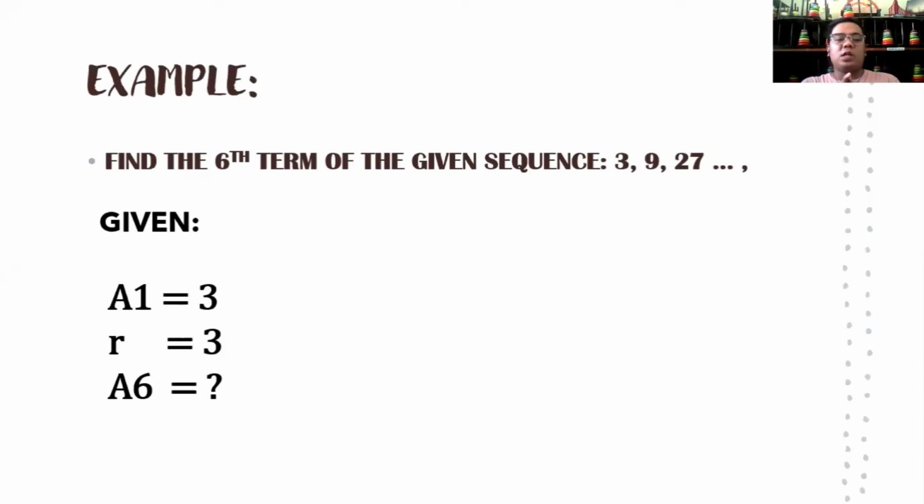Remember that to get the common ratio, you have to divide the second term by the first, the third by the second, and so on. So 9 divided by 3 is 3, and 27 divided by 9 is also 3. So we can say that the common ratio is 3.